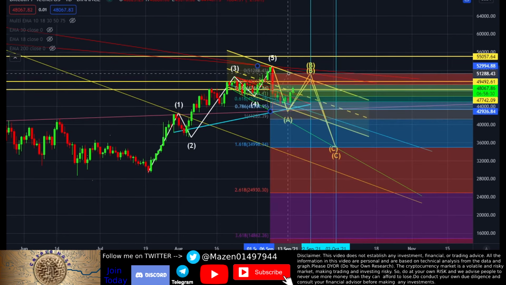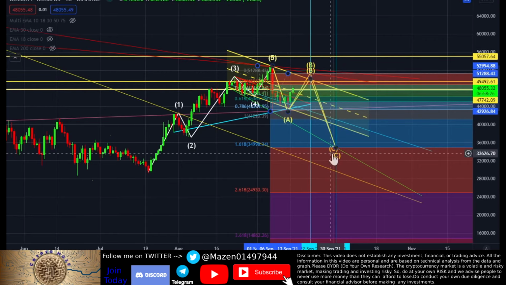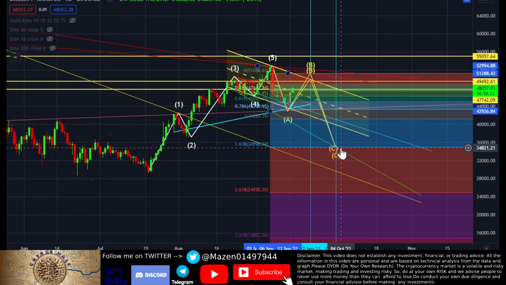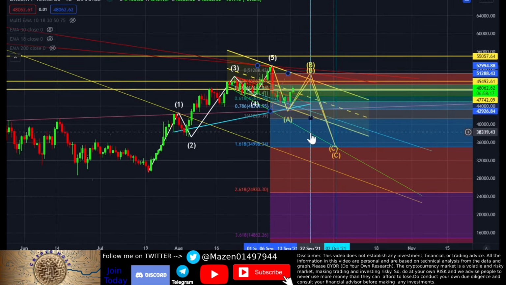So if wave B is around 51.3, or if wave B takes us to around 51.3, as you can see, our 1.618 ratio is right here around 35k region, this right here, and is in confluence with this support trend line that has been supporting Bitcoin also for a good while.